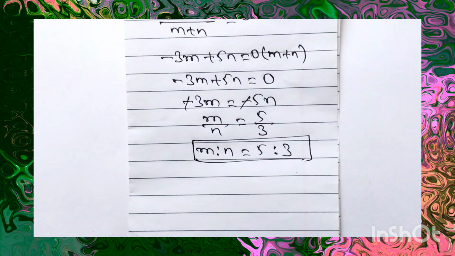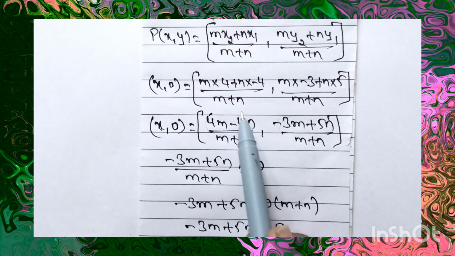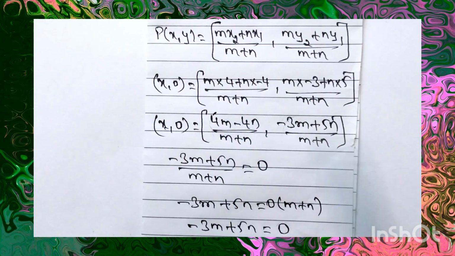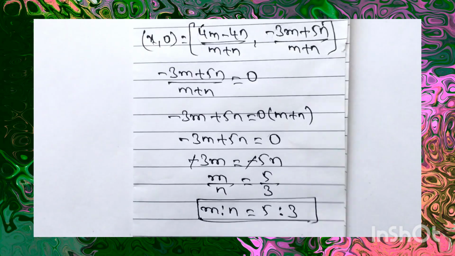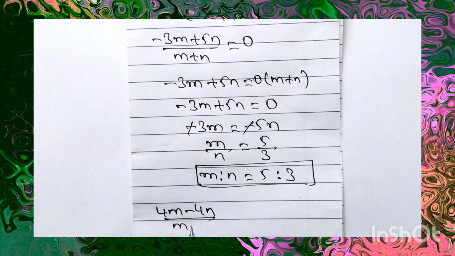ಈಗ ನಾವು ಪಿದು ಕೋಆರ್ಡಿನೇಟ್ಸ್ ಫೈಂಡ್ ಔಟ್ ಮಾಡಬೇಕು. ಸೊ ಪಿದು ಕೋಆರ್ಡಿನೇಟ್ಸ್ ಏನಿದೆ ಎಕ್ಸ್ ಕಾಮ 0 ಅದನ್ನು ಫೈಂಡ್ ಔಟ್ ಮಾಡೋಣ. ಈಗ ನೀವು ಇಲ್ಲಿ ನೋಡ್ಕೊಳ್ಳಿ, ಎಕ್ಸು ಯಾರಿಗೆ ಈಕ್ವೇಟ್ ಆಗಿದೆ? ಸೊ 4m minus 4n by m plus nಗೆ ಈಕ್ವೇಟ್ ಆಗಿದೆ. ಸೊ ಅದನ್ನು ನಾವೀಗ ತಗೊಳ್ಳೋಣ. ಏನು ಕೊಟ್ಟಿದ್ದಾನೆ ಅವನಲ್ಲಿ? ಸೊ 4m minus 4n divided by m plus n is equal to x.